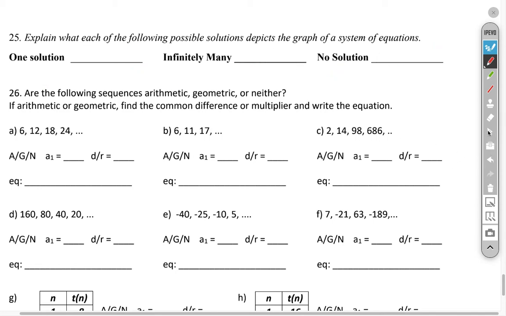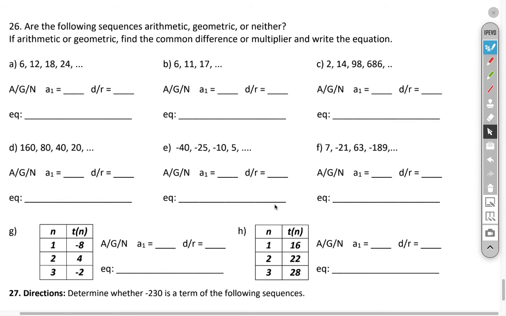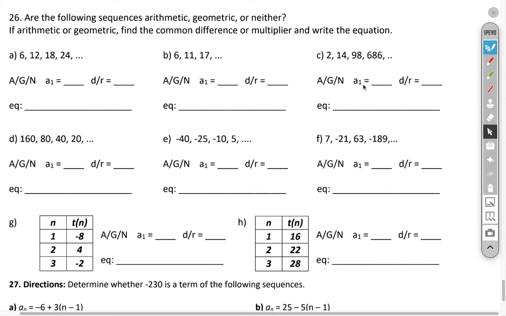Okay. This next part should be fresh on your mind, so we shouldn't have any issues with this. Arithmetic, geometric, common difference, common ratio, or is there a ratio? And then we're going to figure it out, okay? So 6, 12, 18, and 24.